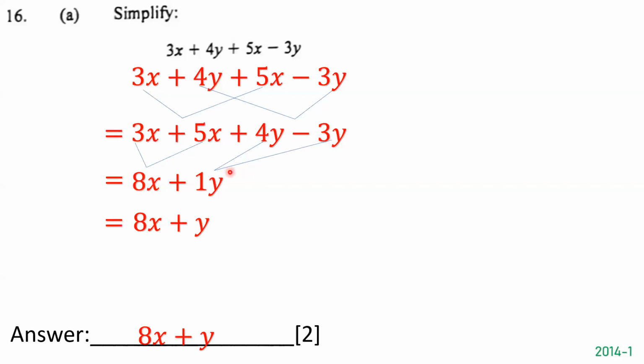Well, that's definitely 1y because 4 minus 3 is 1. And so we have 8x plus 1y. We don't have to keep the 1 in front because, if you just put it as y, it means that the coefficient is 1. Once you have y by itself, it means that the coefficient is 1. So we don't have to put the 1 here, and so we drop the 1. And so this is equal to 8x plus y, which is the same thing as 8x plus 1y.